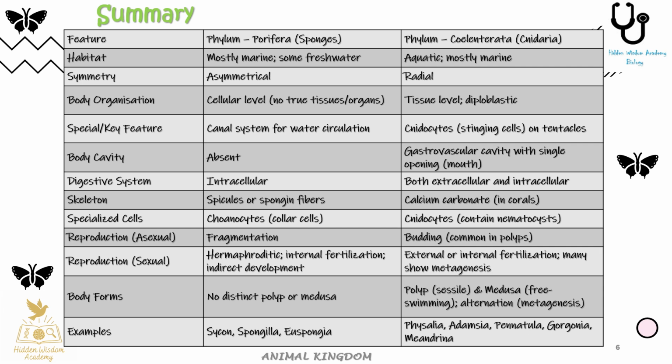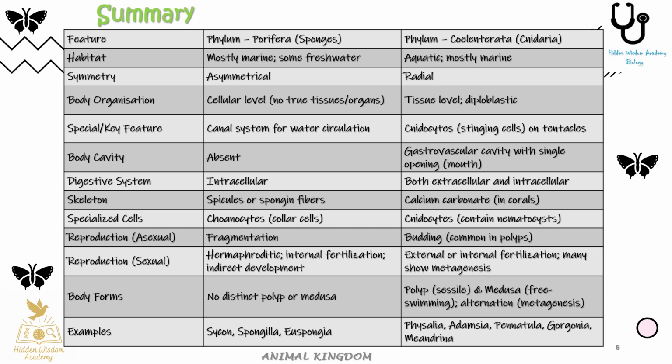They do not have a body cavity, and digestion takes place intracellularly. Their skeleton is composed of spicules or spongin fibers. Specialized cells called choanocytes or collar cells help in feeding and circulation. Sponges reproduce asexually through fragmentation, while sexual reproduction is hermaphroditic, with internal fertilization and indirect development. They do not exhibit distinct polyp or medusa forms. Examples of Porifera include Sycon, Spongilla, and Euspongia.